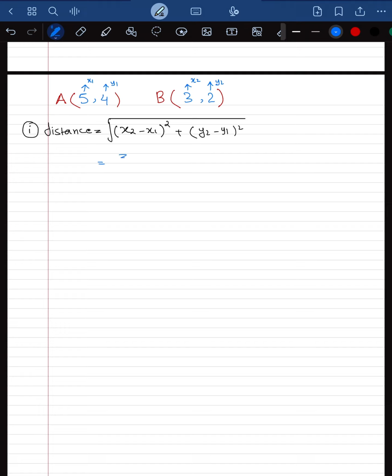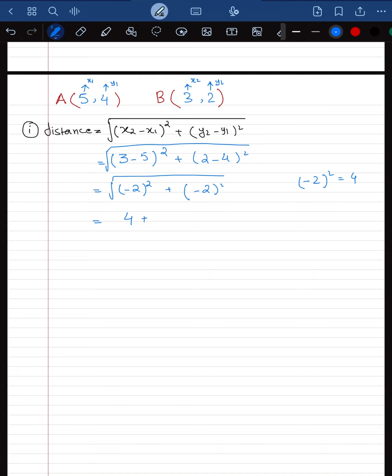The value of x2 is 3 and the value of x1 is 5, and y2 is 2 and y1 is 4, and the square root of the formula. Now 3 minus 5 is minus 2 squared, plus 2 minus 4 is minus 2 squared. We know that the square of minus 2 is 4, because if you put it on a calculator you will get 4, not minus 4, right? So 4, and this one is also 4. 4 plus 4 will give you 8. So this is the distance between the 2 points, right?